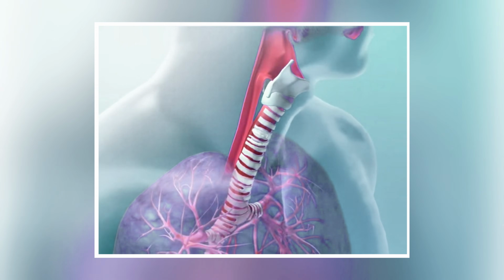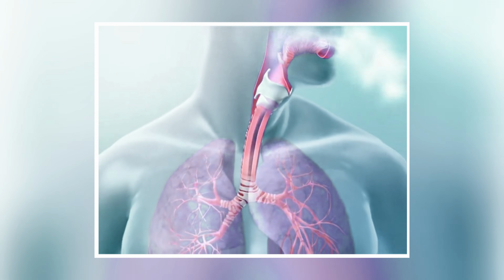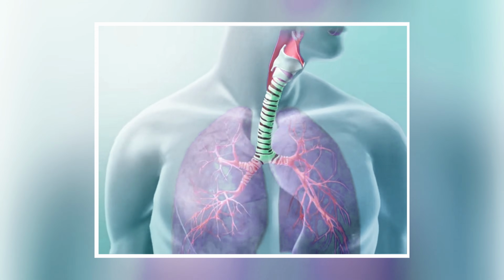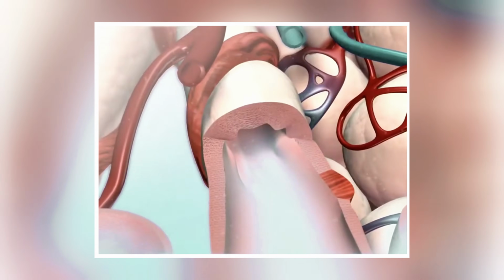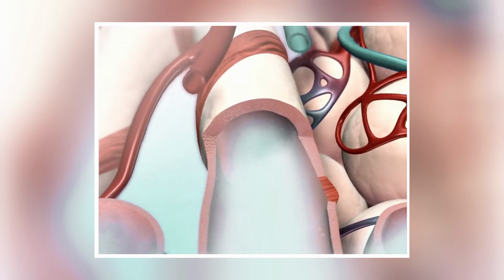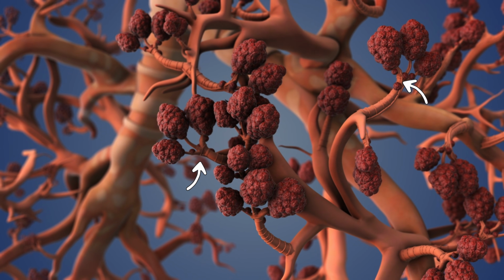The section up to the terminal bronchioles only conducts air, meaning it just passes the air forward, and no gas exchange happens here. This is why the entire section from the trachea to the terminal bronchioles is called the conducting zone. After the terminal bronchioles come the respiratory bronchioles.